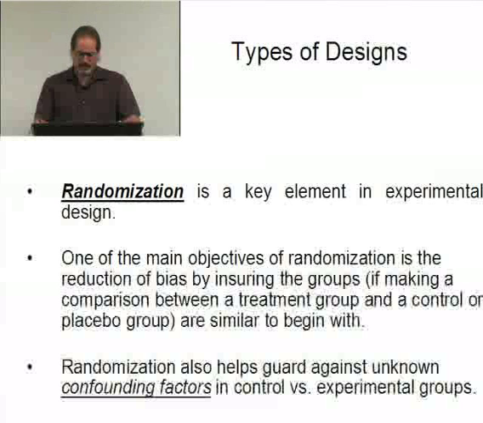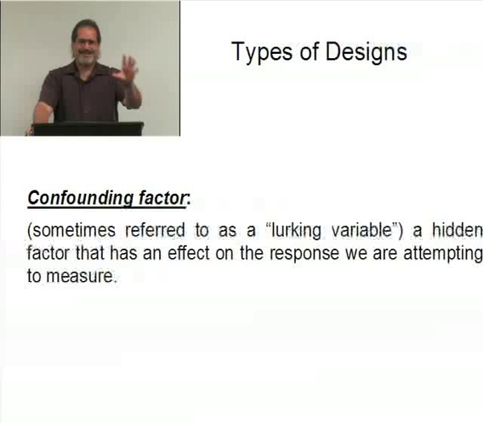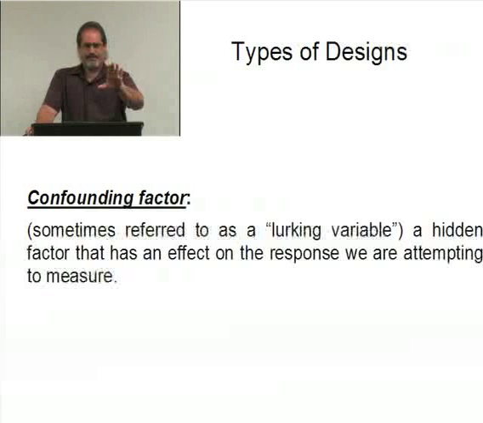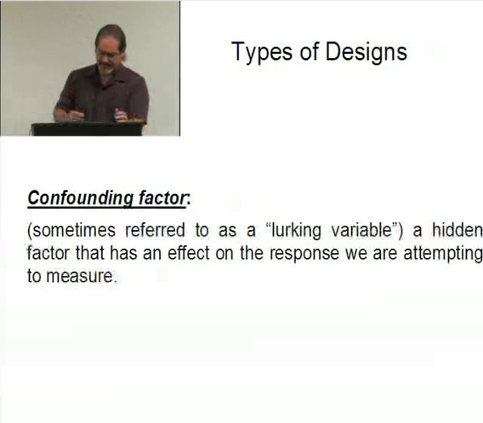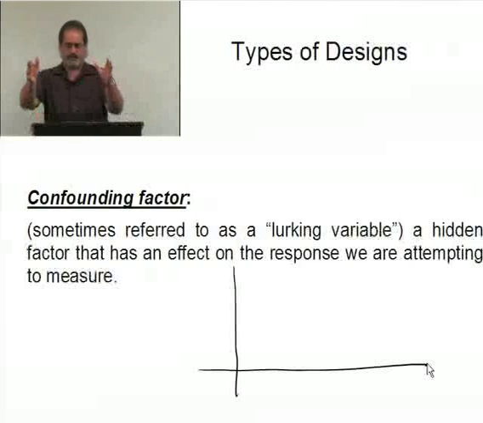Randomization also helps guard against unknown confounding factors in control versus experimental groups. Now, a confounding factor, sometimes referred to as a lurking variable, is a hidden factor that has a direct effect on the response you're trying to measure, but you haven't accounted for it. As an example, let's suppose that we were silly enough to go out and contact a bunch of grade school students, say 1st grade through 6th grade.